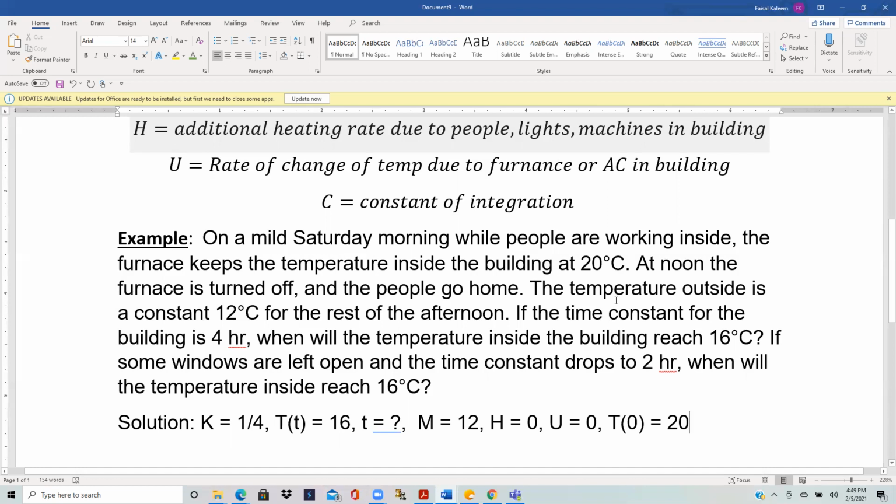So at noon, basically everything starts, but the morning data tells us that when noon starts, the temperature in the building was 20, because it was 20 all morning. So it was 20 at noon, but then it would start changing in the afternoon because the furnace is turned off. Okay, so now we have all the data. And this final thing, T of 0 equals 20, will be used to find that C, the constant of integration.